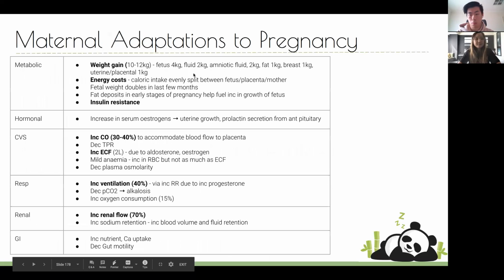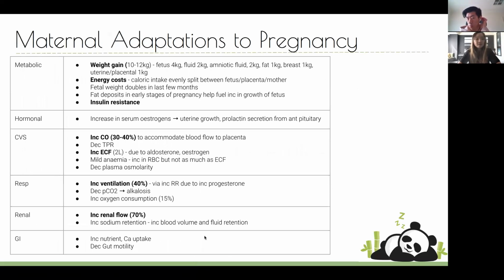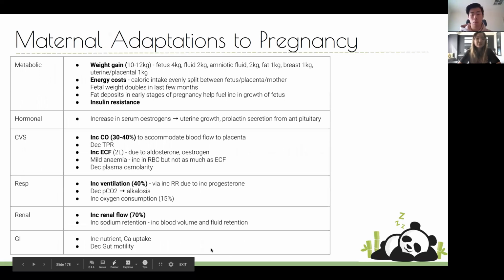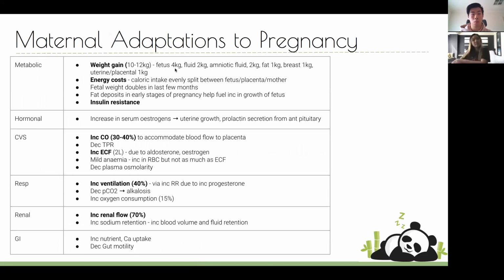All right. Maternal adaptations to pregnancy. There are a lot. The female body changes a lot during pregnancy. I've highlighted some of the more important ones. You do get weight gain, 4 kilos from the fetus, 2 from the fluid. You have 2 from the amniotic fluid, 1 from fat, 1 from birth. Basically what they were saying is you do get weight gain, but most of it is due to the pregnancy and you're not actually gaining fat.